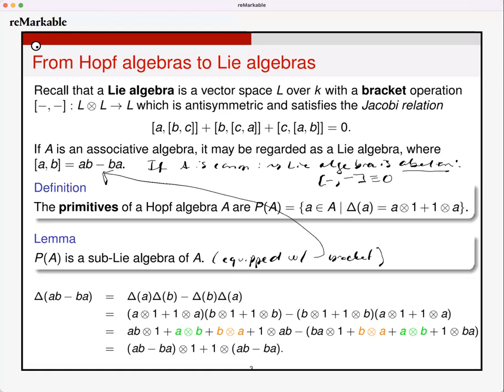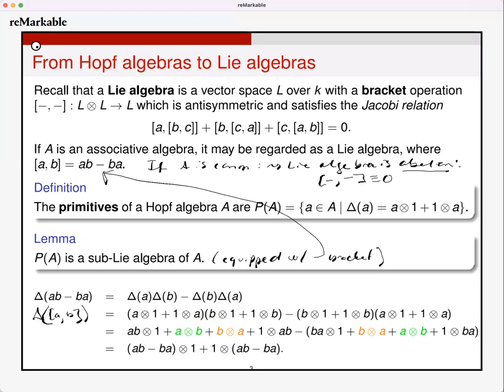So here's the bracket of A with B, and then I take the diagonal of it, and so it's the bracket of the diagonal of A times B minus B times A. Now, one of our assumptions was that the diagonal is a ring homomorphism. So I can do that by taking the diagonal of A, diagonal of B, diagonal of B, diagonal of A, multiplying them, taking their difference. And A and B were assumed to be primitive. So that's A tensor 1 plus 1 tensor A, B tensor 1 plus 1 tensor B, and then the difference in the opposite order. And then I have to multiply these things together.